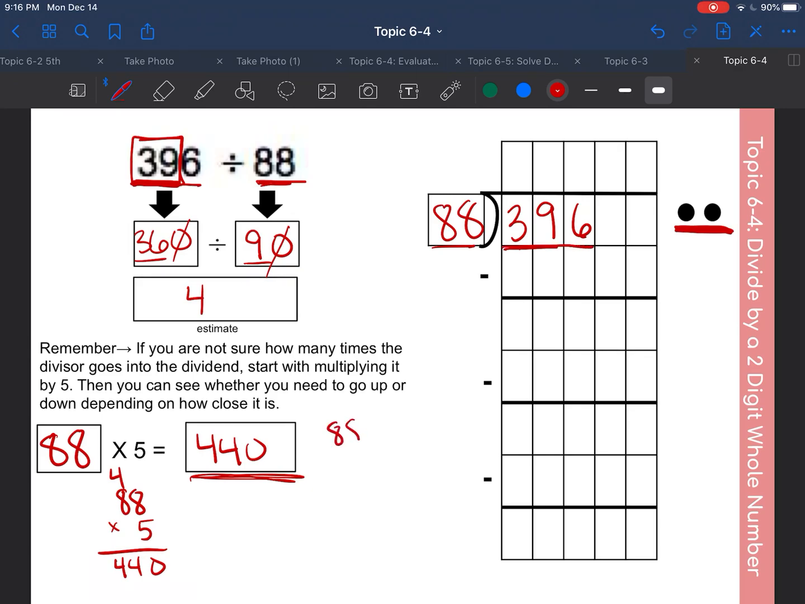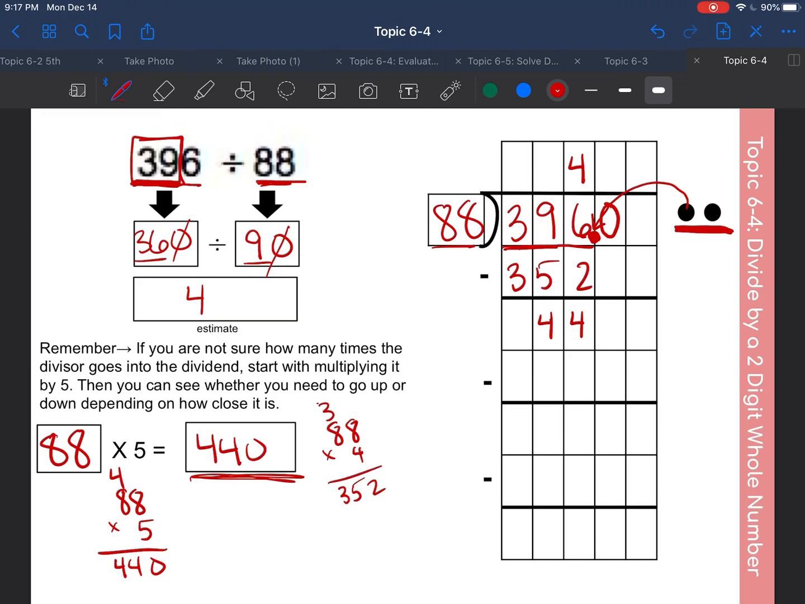So let's try 88 times 4. 8 times 4 is 32. 32, 33, 34, 35. It's close as it can get. So it goes in 4 times 352. We subtract. We get 44. So again, we have a remainder, but we don't want to leave that remainder. So hopefully this is what you did. You brought that decimal and put it right here. Okay, because if it's a whole number, the decimal always goes at the very end.